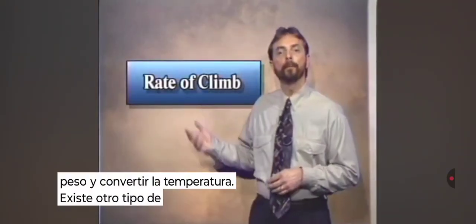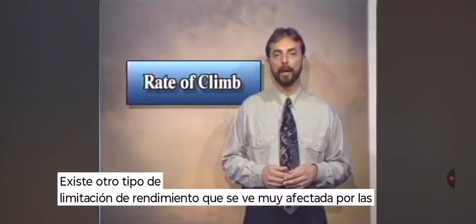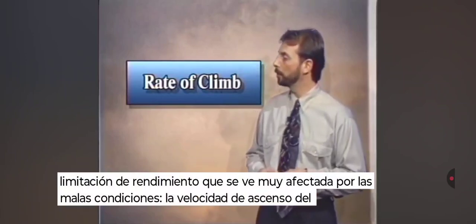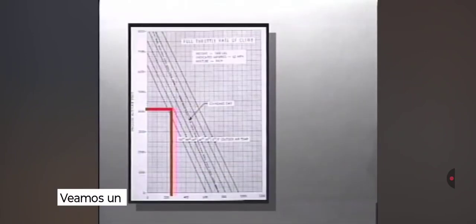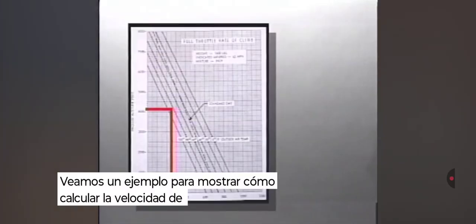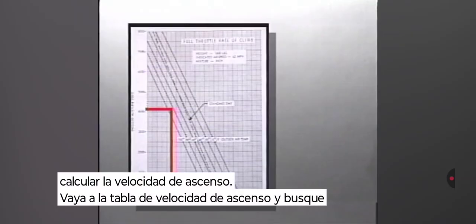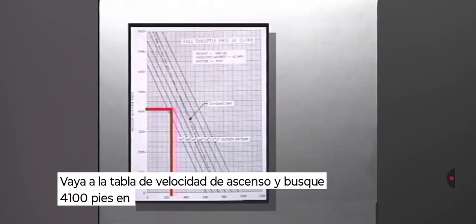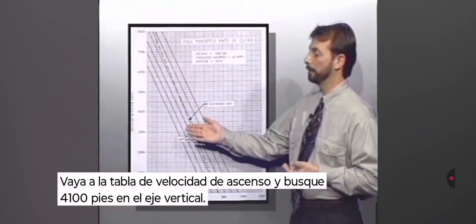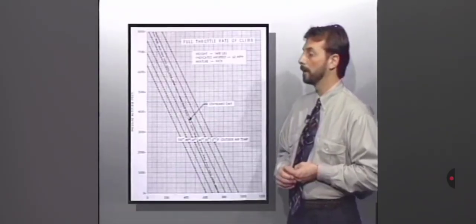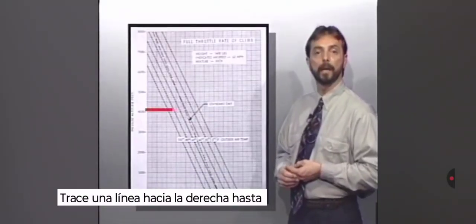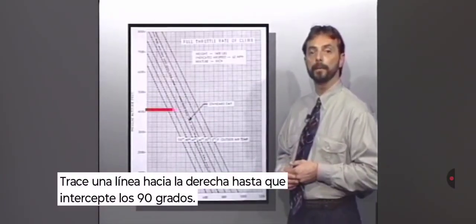There's another type of performance limitation that's greatly affected by poor conditions, the helicopter's rate of climb. Let's do an example to show how to calculate rate of climb. Go to the rate of climb chart and find 4,100 feet on the vertical axis. Draw a line to the right until you intercept 90 degrees.